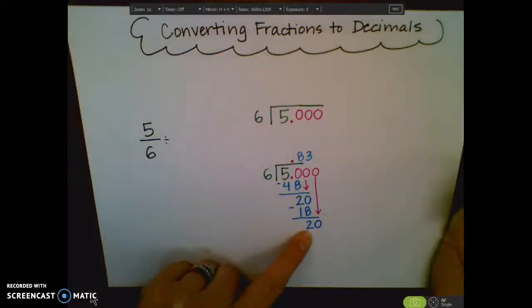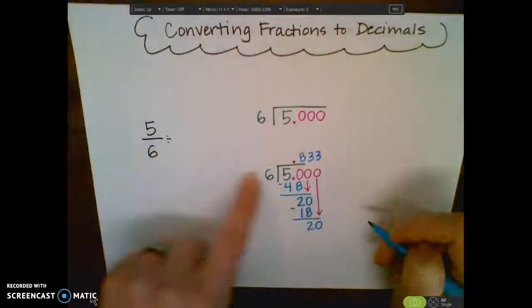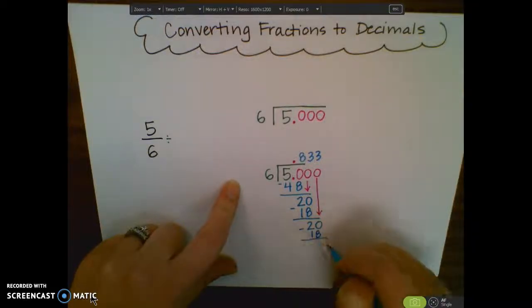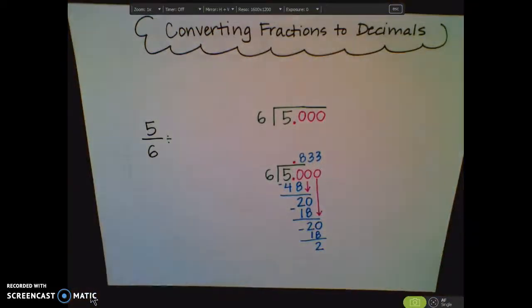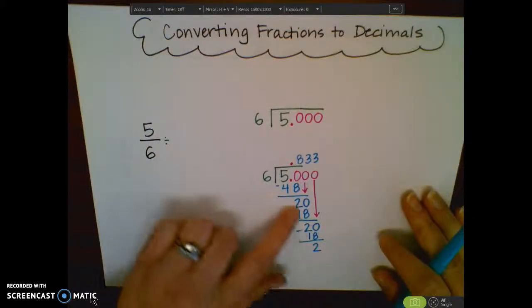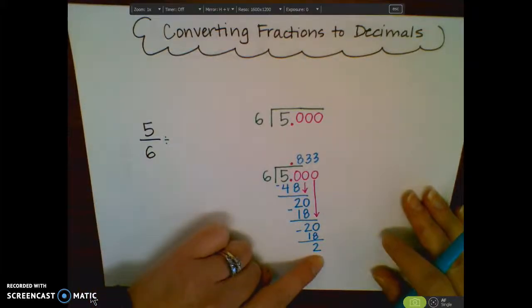Oh, I think I'm seeing a repeating part here. 3 groups of 6 that I'm going to take away from that. 3 groups of 6 is 18. And again, my remainder is 2. So now I know that this 3 is going to keep repeating because at this point in my math, I'm repeating from here on down. I'm always going to have a remainder of 2.